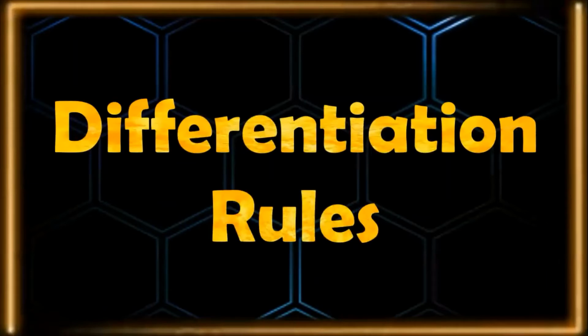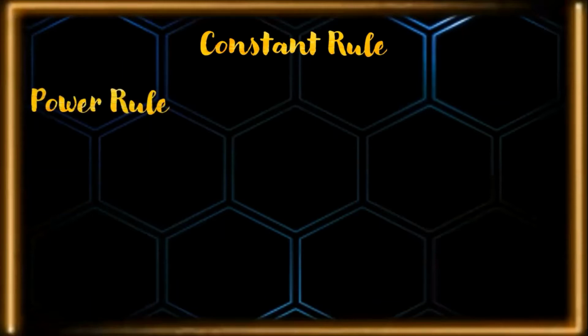So today, I'm going to discuss the continuation of the differentiation rules. Again, we have the following differentiation rules. Constant rule. This states that the derivative of a constant function is 0. Power rule. This states that the derivative of a function is done by multiplying the exponent and the coefficient of the variable, then subtracting 1 from the given exponent.